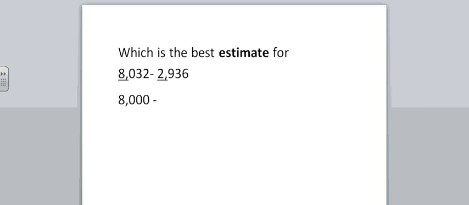So I have 8,000 minus, 2 looks at the 9. 9 is actually greater than 5, so 5 and above, raise it up. My 2 raises up to a 3. The rest of my numbers flip to 0. So now I have 8,000 minus 3,000. That's a much easier question for me to work with. 8 minus 3 is 5, so 8,000 minus 3,000 is 5,000. So the answer for this one should be B.